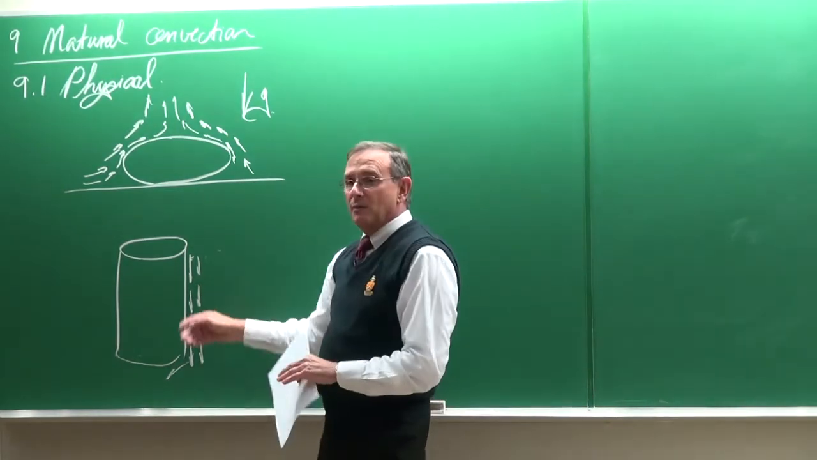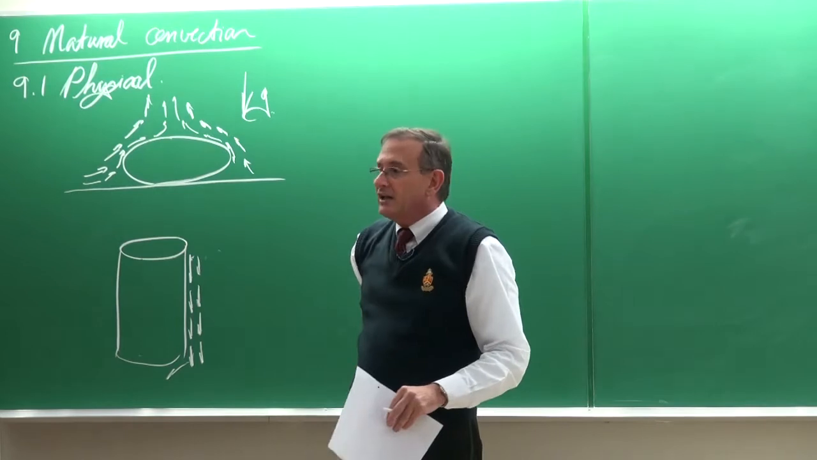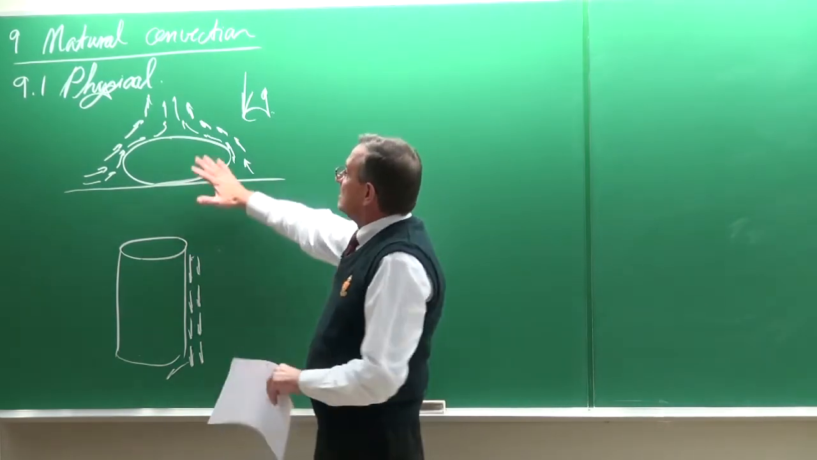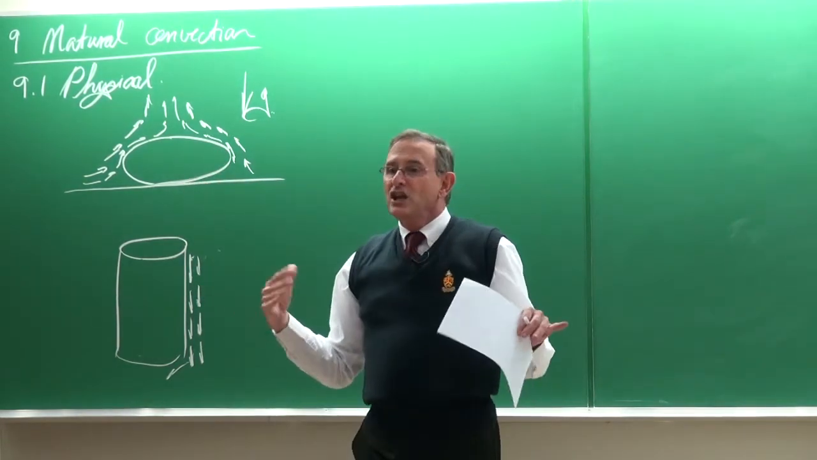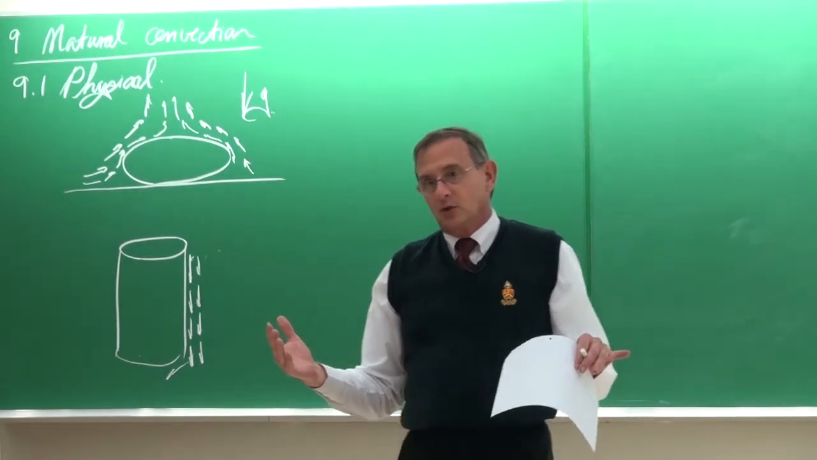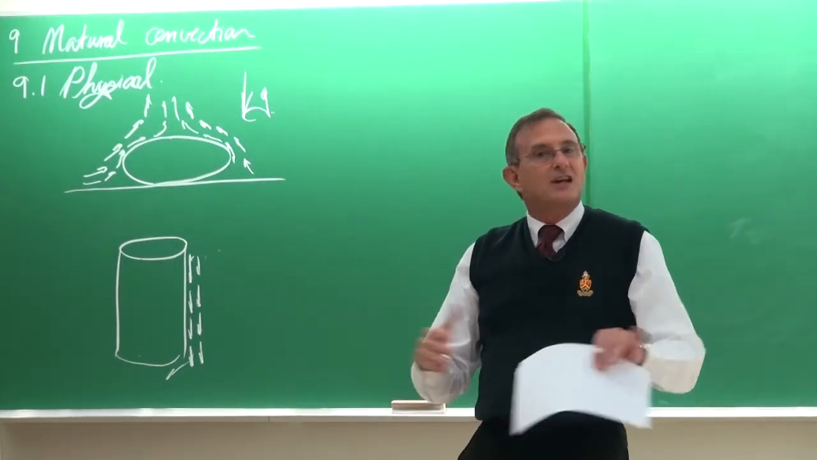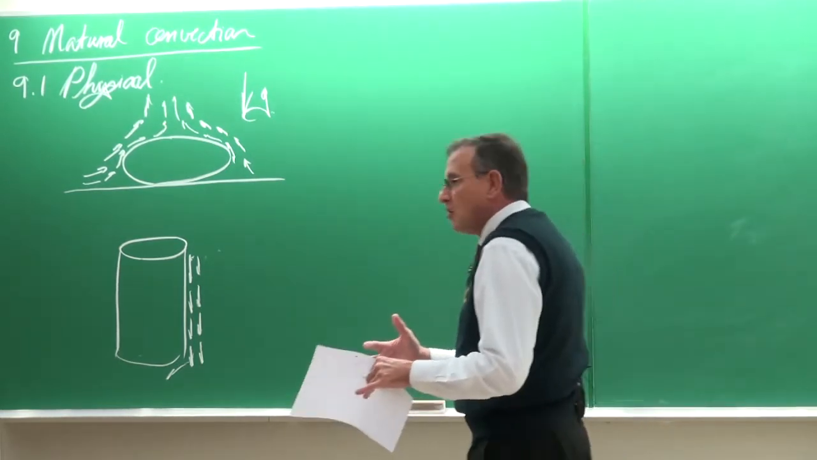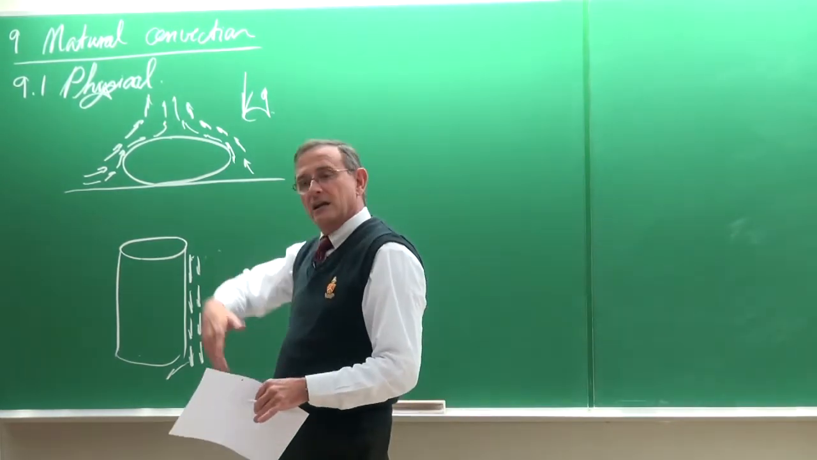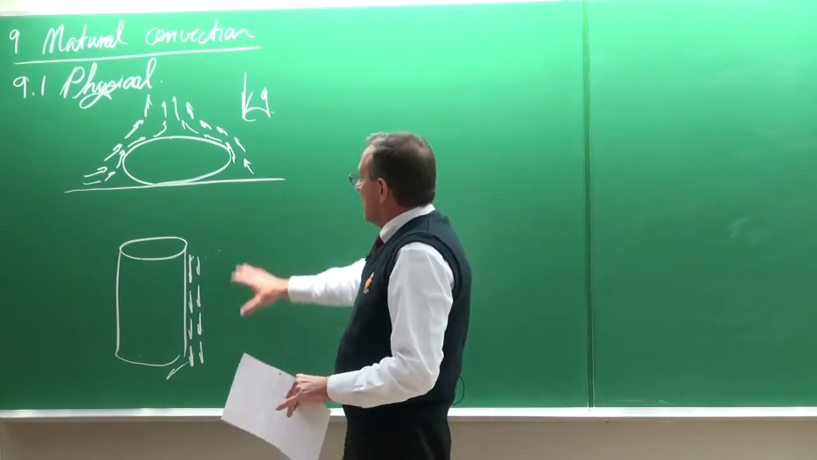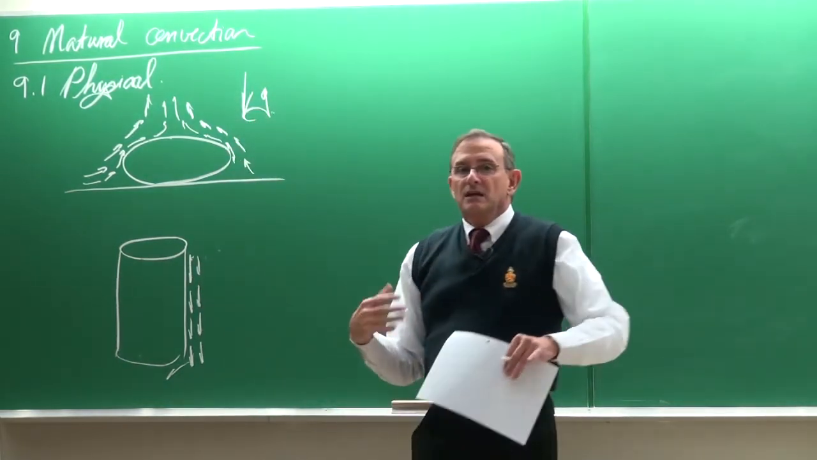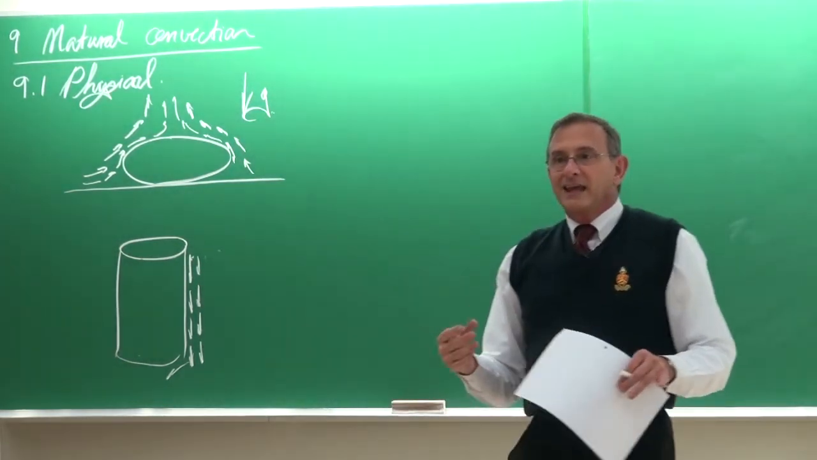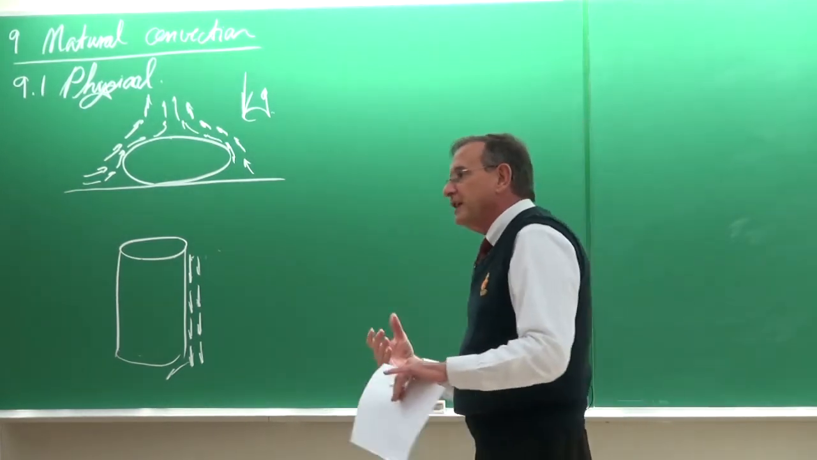Now, in an environment where there's no g, like in space, there cannot be any natural convection. Okay, so if g is equal to 0, there can be no natural convection. Even if you've got a spacecraft and it's full of air and it goes up into space, the moment where the gravity starts being negligible, then there cannot be any natural convection.